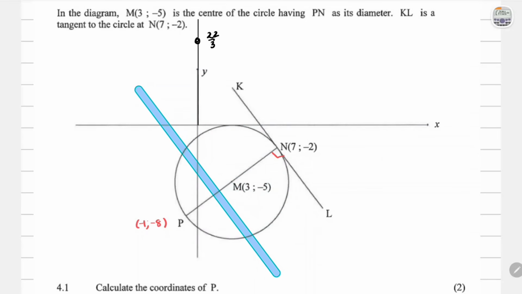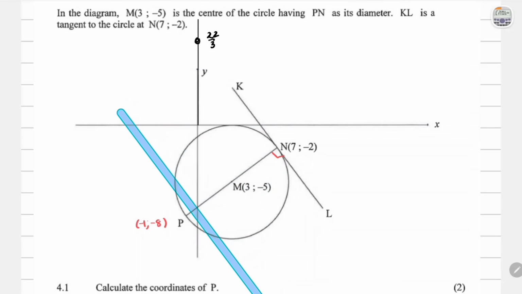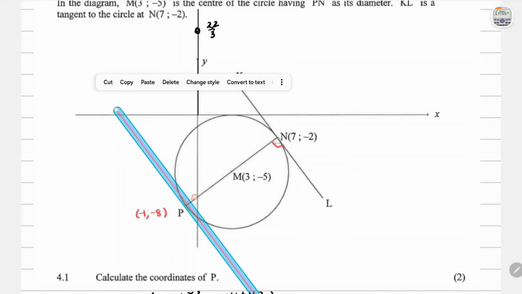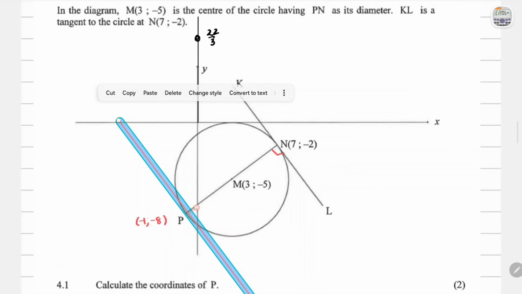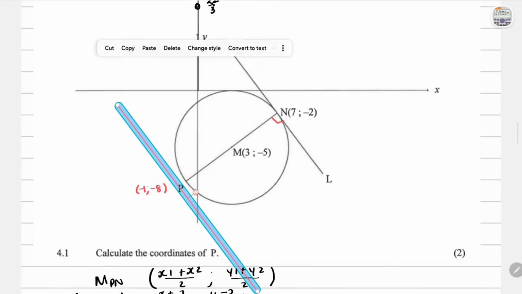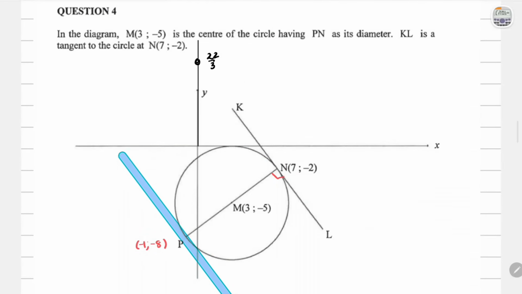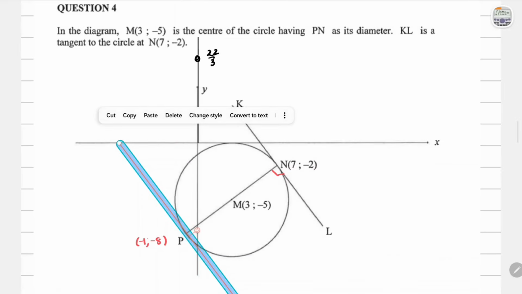And as you're moving it down, it goes until it reaches a particular point again. When it reaches this point over here, the end point of your diameter, P, it will become a tangent again. And if we move it any further than this, it will no longer be a tangent anymore. It just won't intersect with the circle. So we need it to stop here. Don't go any further than that.